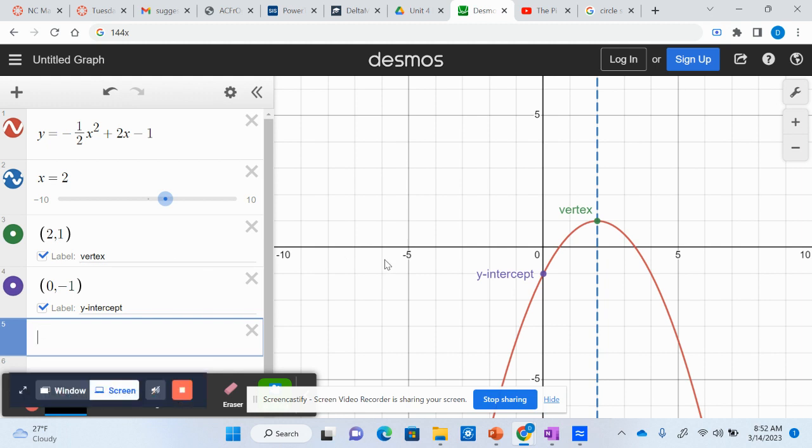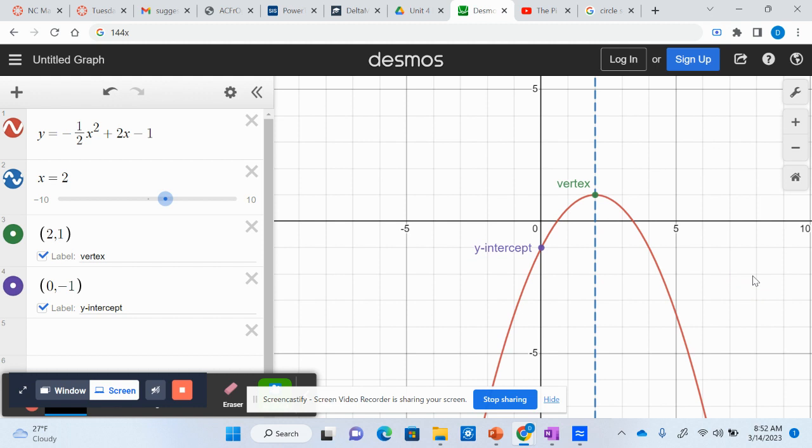What does that last blank say on our notes? We need a point that's not labeled. We already know that if the y-intercept is at (0, -1), how many units away is that from the axis of symmetry? 2 units to the left, so 2 units to the right. So I know the ordered pair (4, -1) is going to be on the graph.